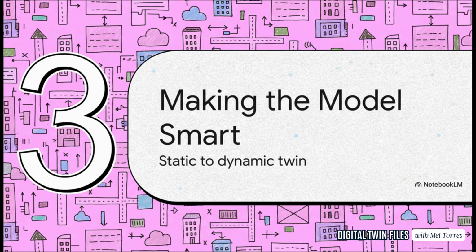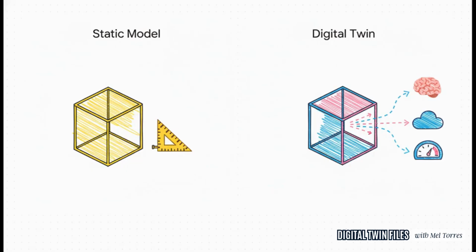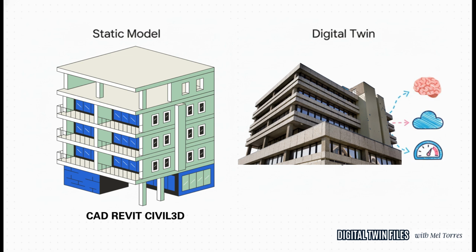Here's the absolute key distinction we have to grasp. A 3D model is a digital blueprint. It's a fantastic static picture of what was designed or what was built. That's it. A digital twin, on the other hand, is a living, breathing mirror. It's hooked up to real-world data, maybe from IoT sensors, and it represents the past, the present, and this is the critical part, it lets you simulate the potential future.